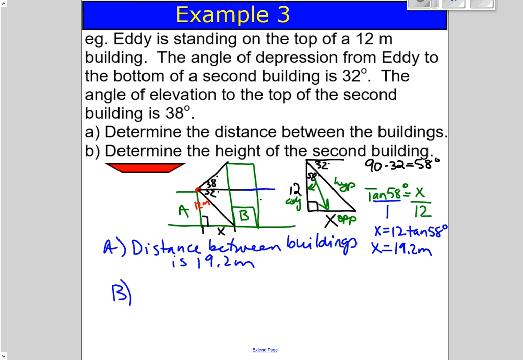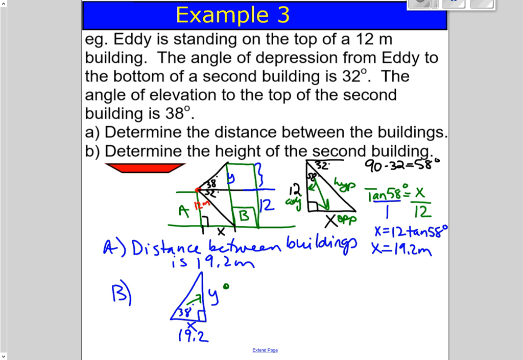I know that my height between here and here is 12. I just need to figure out this part right here. Okay, so looking at this, I'm going to redraw it. This is what I have. I have 38, and I'm looking for this part Y. And even though it isn't directly on that triangle, if I look below, the distance between the two buildings was X, and we figured out that it's 19.2. So I do have that side length.